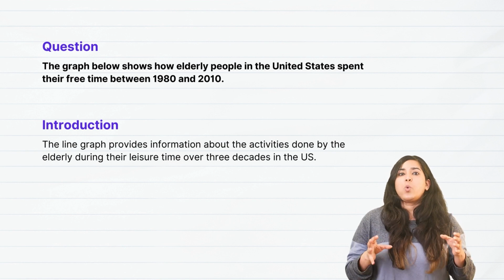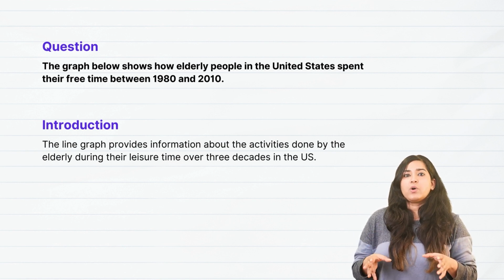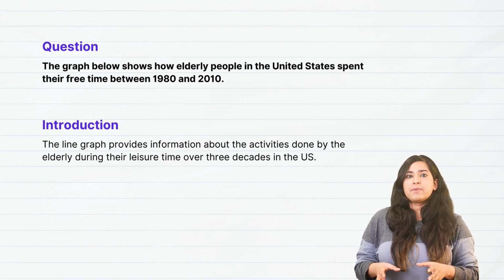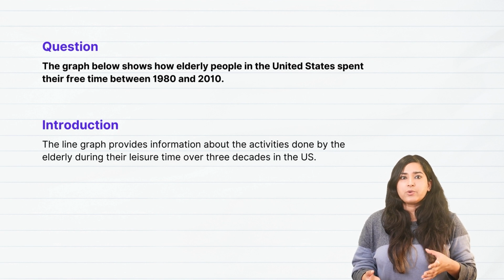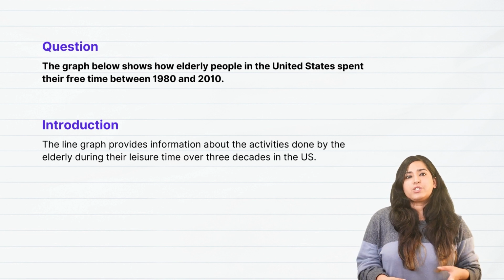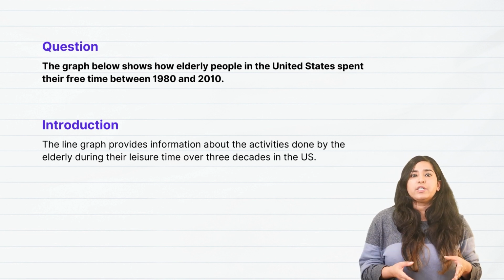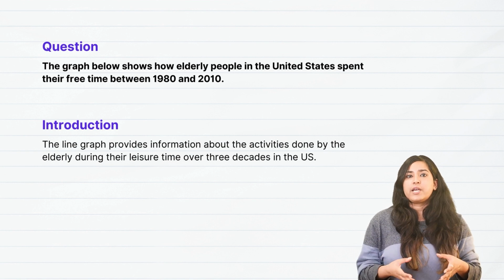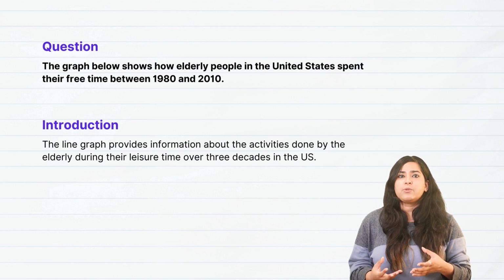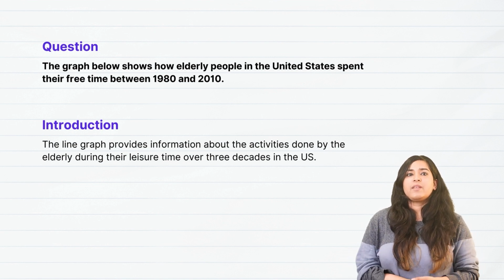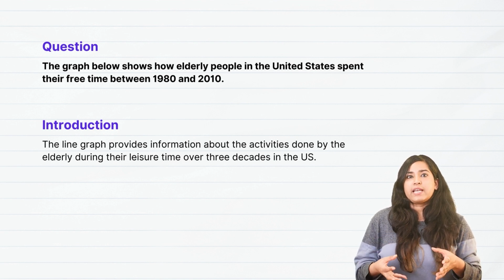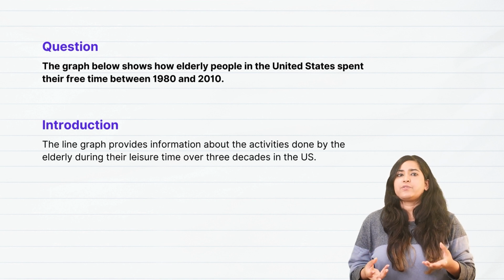Now here, we've used quite a few synonyms and also managed to paraphrase the question. First of all, we paraphrase the first line by saying the line graph provides information about. We could have also said the line graph illustrates or the graph shows information about. We also found an alternative for free time, which is leisure time. I would say this is a good alternative as we might have to repeat the word free time a lot, so it's good that we found that. And also, instead of saying between 1980 to 2010, we said over 3 decades. We could have also said in the span of 30 years.